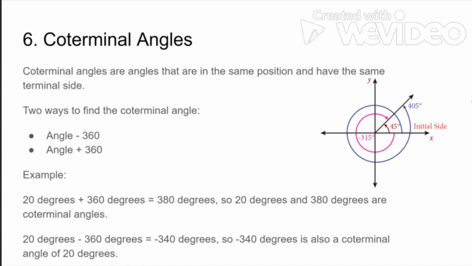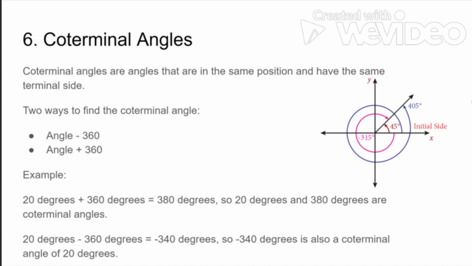Coterminal angles are angles that are in the same position and have the same terminal side. To find the coterminal angle, you can either subtract 360 or add 360 to the angle. That's because there are 360 degrees in a circle. So if you go around 360, you end up in the same spot, or if you subtract, it'll be the same spot.